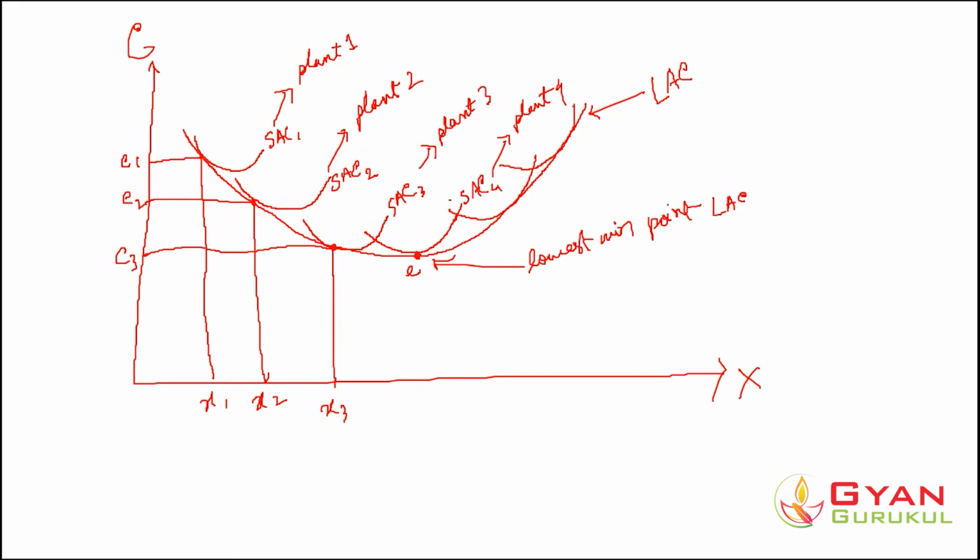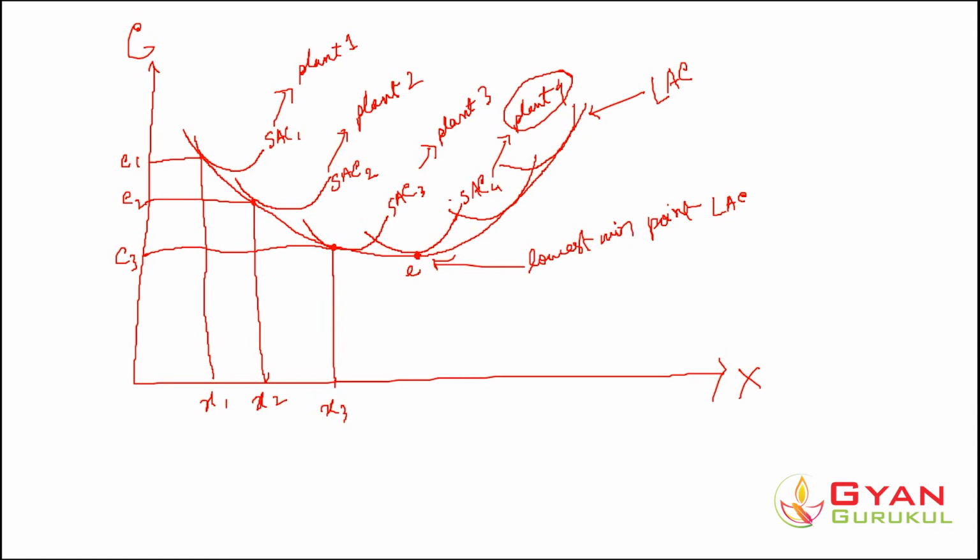So E is the lowest minimum point of both the long run average cost curve and the short run average cost curve as well. E is the lowest minimum point of short run average cost as well as the long run average cost, right? So this is the optimal plant size. In the long run, plant 4 is the optimal or the minimum cost plant size for the particular producer or the production house, right?